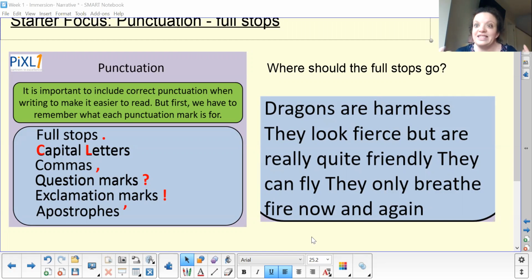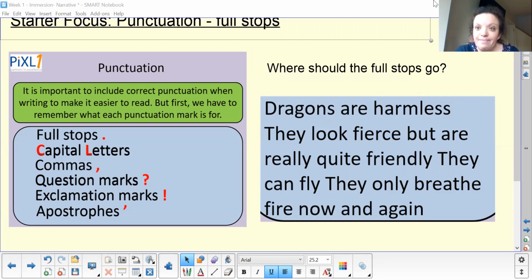Exclamation marks we use when something is exciting or scary, or we're angry, or we're cross, or we're loud. Exclamation marks. And apostrophes are used for two reasons. One reason is when we merge words together and we take out letters, like did not becomes didn't, and we take out the O, or to show something belongs to somebody. So Miss Druce's, and we say it belongs, Miss Druce's cardigan, we put an apostrophe S because we're showing that something belongs to her. But today we're going to look for our starter at full stops.